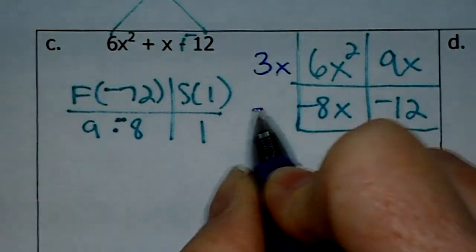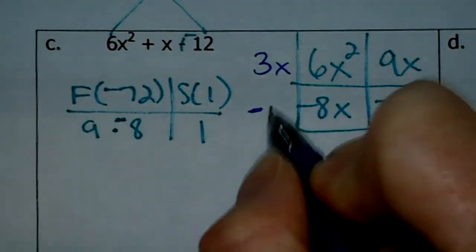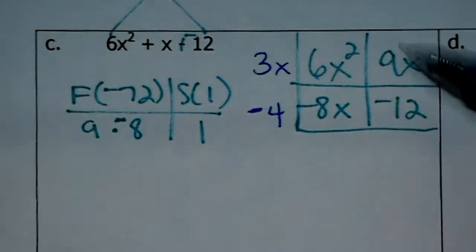So I can pull out the negative. I'm going to factor out the negative when they're both negative. And the largest number that goes into 8 and 12 is 4. Okay, now let's do the columns.